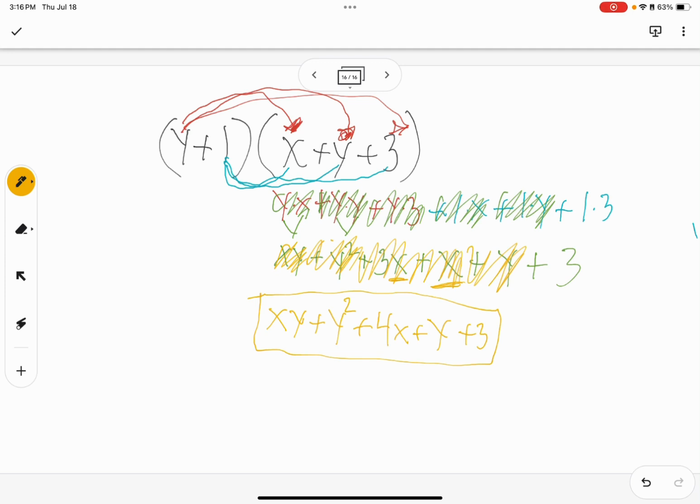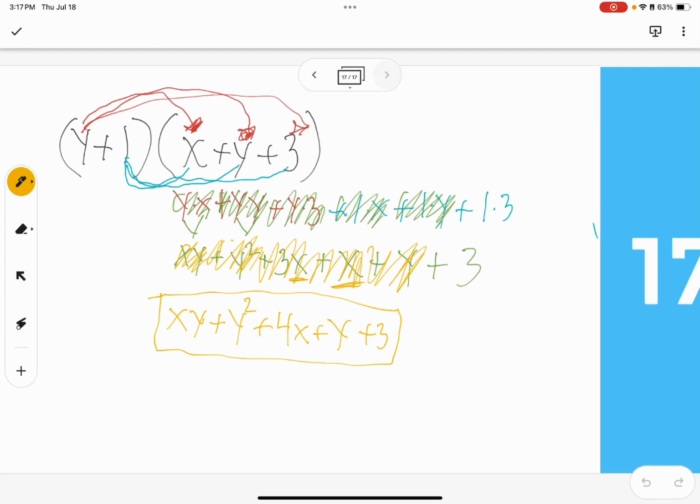Let's try that box method that Mr. Pacheco showed us. So here's the box method. Again, we've got quantity y plus 1 times quantity x plus y plus 3. And again, I really apologize for my penmanship. It's too late for me. Save yourselves.